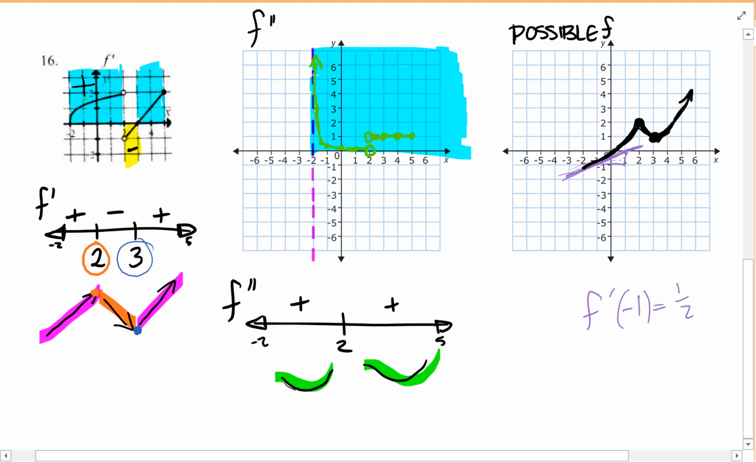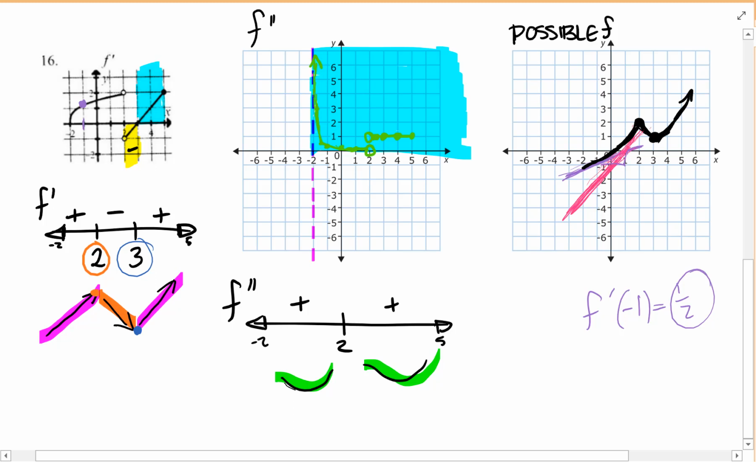Now I go back to f prime. If I plug in -1, what is the y value? Oh, it's greater than 1. It looks like it's 1 1/3 maybe. So 1/2 is too small. This purple tangent line should look more like this pink tangent line.